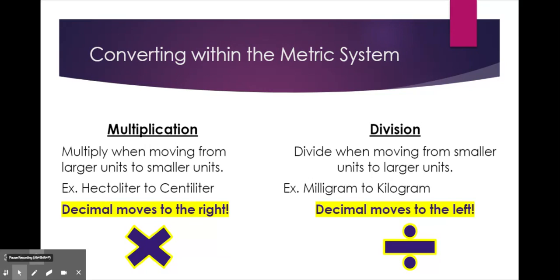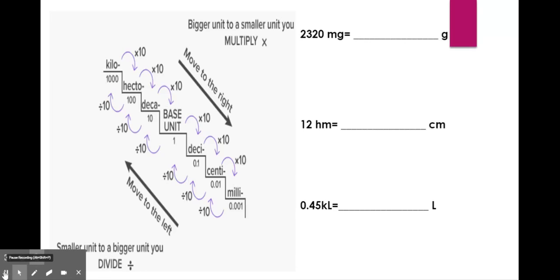We divide when moving from smaller units to larger units. For example, milligram to kilogram. The decimal moves to the left. Today we're going to practice converting between measurements two different ways. We're going to multiply by 10, and then I'm going to show you how to move the decimal point, which is the same thing as multiplying by 10.